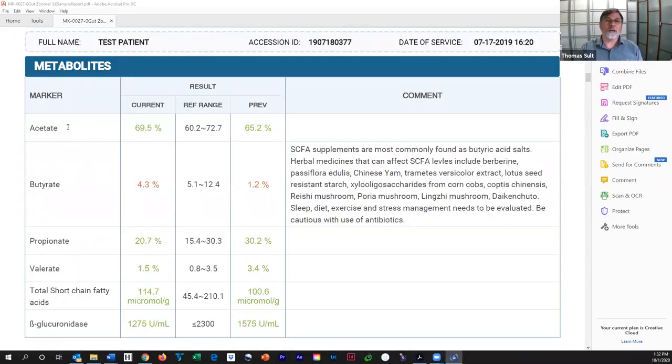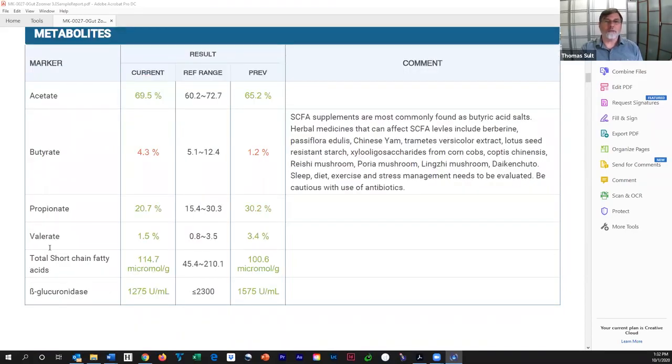Acetate, butyrate, propionate, valerate, these are all short-chain fatty acids. So here they are, short-chain fatty acids. And this is the total short-chain fatty acid. We notice that butyrate is low. Butyrate is the most abundant of the short-chain fatty acids, or at least it should be. And it's the most important in terms of an energy source for the inner lining of the intestines called the enterocytes.